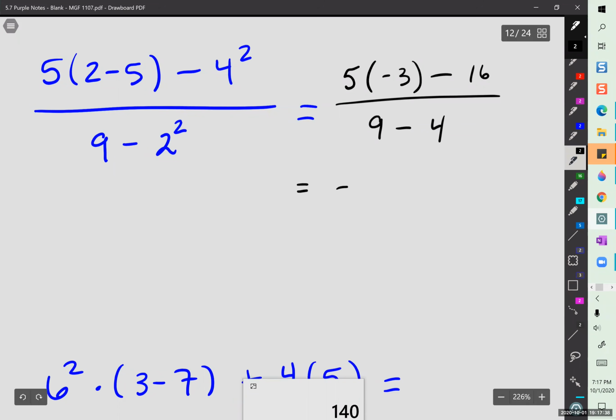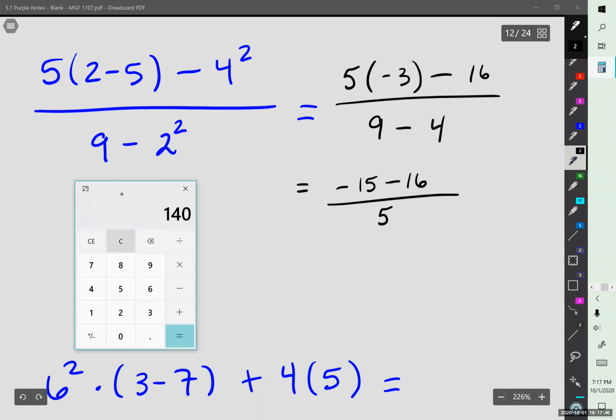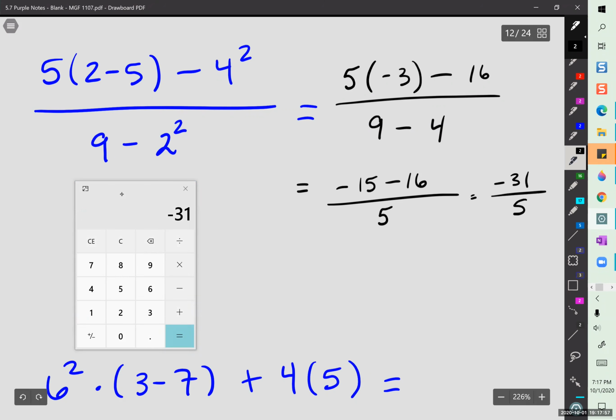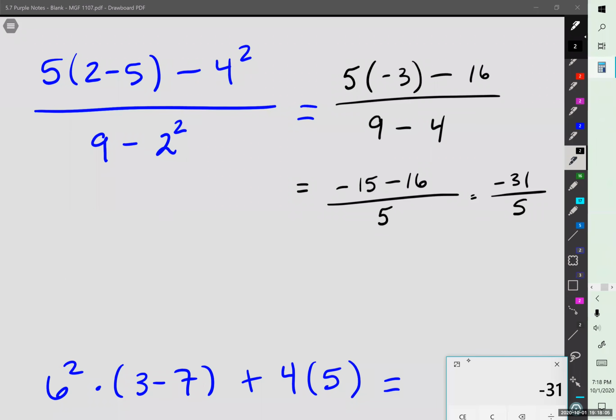5 times negative 3 would be negative 15, minus 16, all over 9 minus 4, which is 5. I'm going to simplify the top. The top would be negative 31 over 5. So that would be our answer. Any questions about the order of operations for this problem?